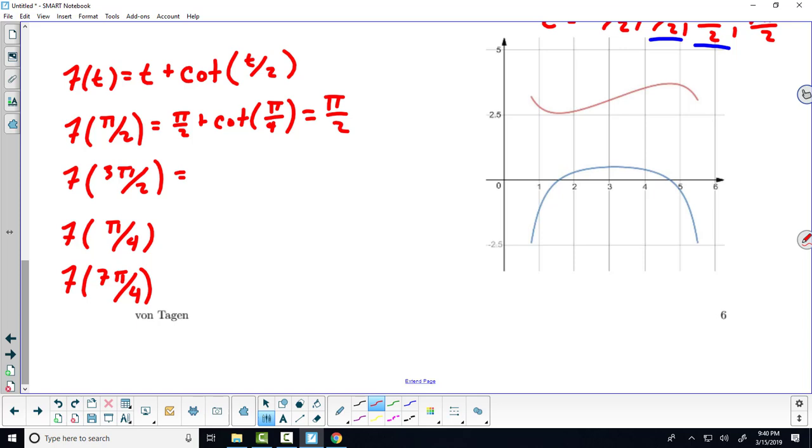So the pi over 2, and then what is the cotangent of pi over 4? Well, remember, the cotangent is the cosine over the sine, and so it's radical 2 over 2 over radical 2 over 2, which is equal to 1.